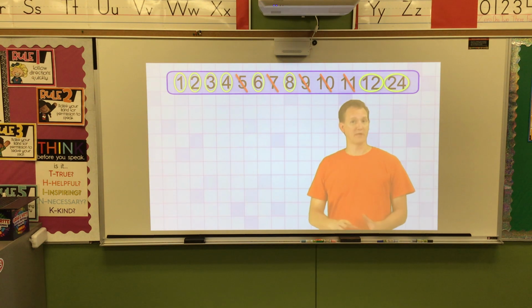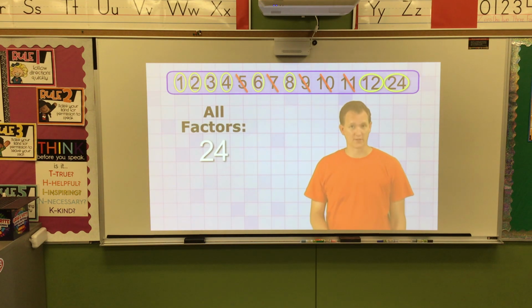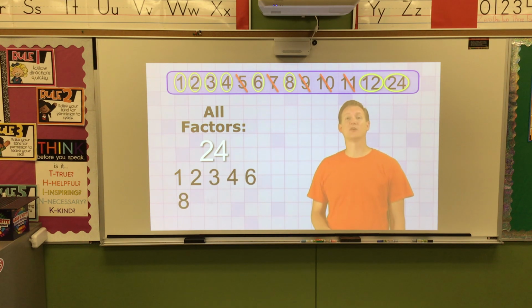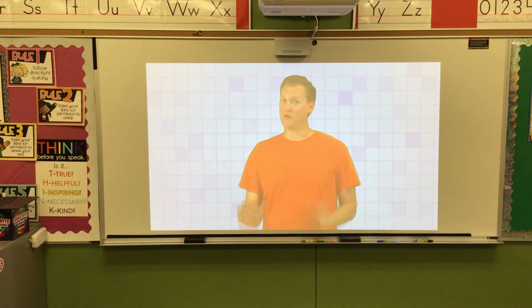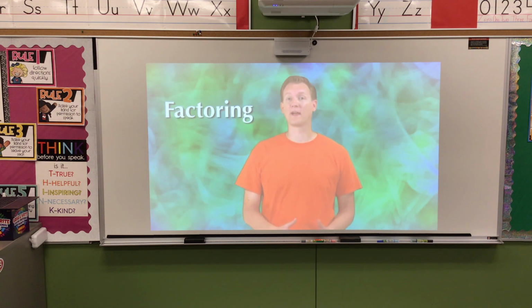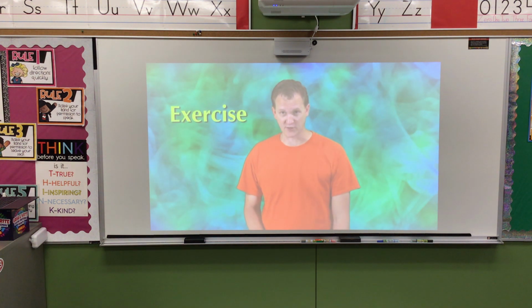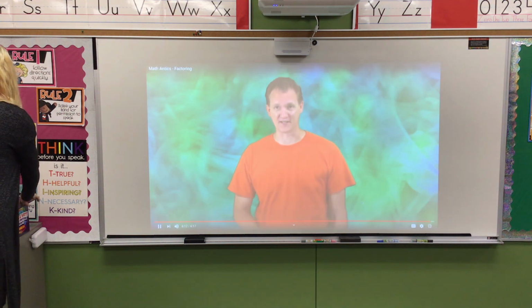All right, since we've tested all the numbers that are less than half of 24, we found all of its possible factors. And they are 1, 2, 3, 4, 6, 8, 12, and 24. Now I know that might seem like a lot of work, but fortunately you probably won't have to do many of those problems. The important thing is just to know what factoring is and how you can use testing for divisibility to help you find factors. All right, that wraps up this lesson. But since actually doing math is the best way to learn it, be sure to try the exercise problems for this section. Thanks for watching, and I'll see you next time.